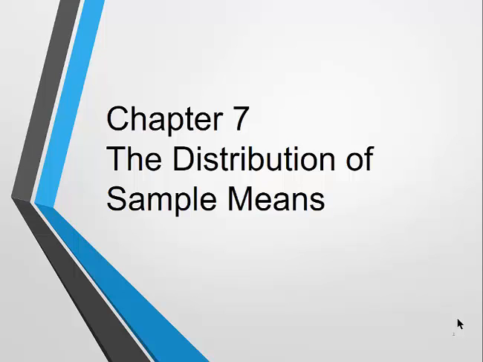Chapter 7 is about the distribution of sample means, more specifically about the connection between samples and populations. So let me begin again by telling you how this is connected to the previous chapters. In Chapters 5 and 6, we looked at Z-scores and probability.